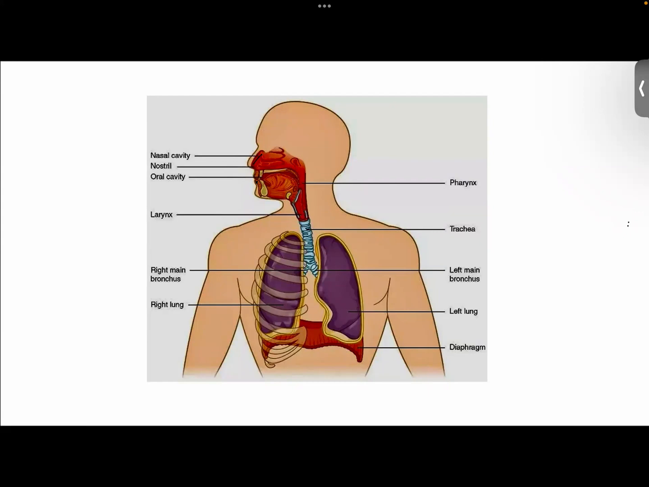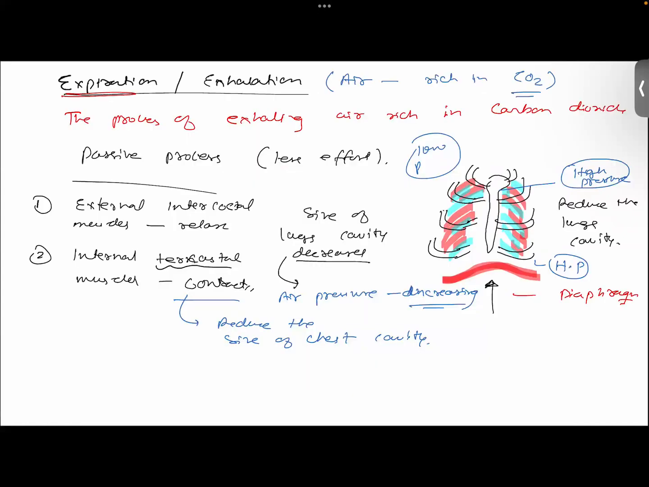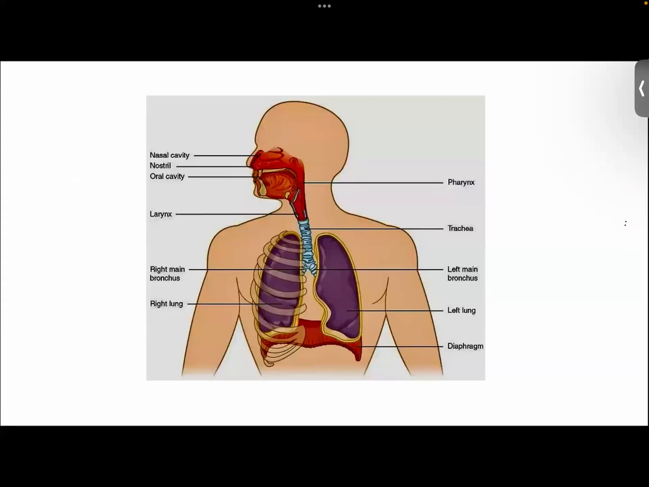Okay, you're done explaining exhalation. Yeah, that is covered. Okay, sir, can you explain to me the organs of the human respiratory system? Sure, that is what we're about to discuss.